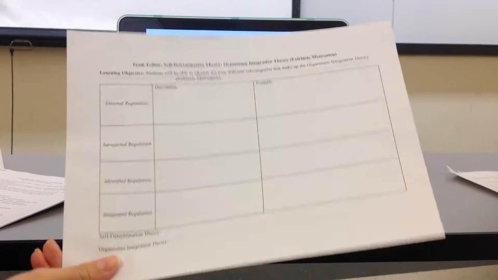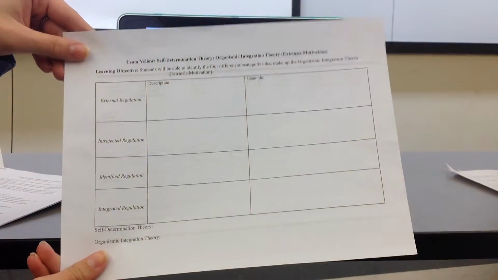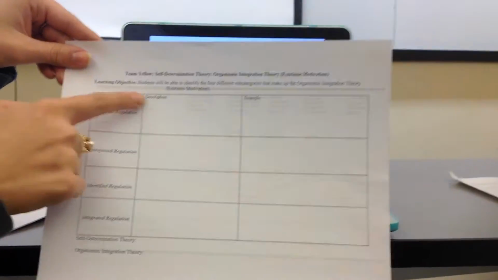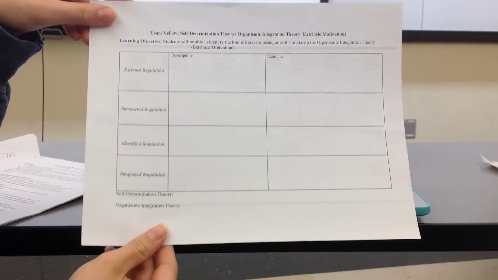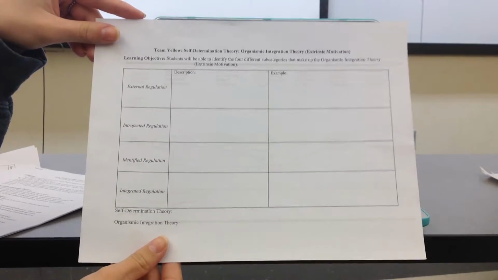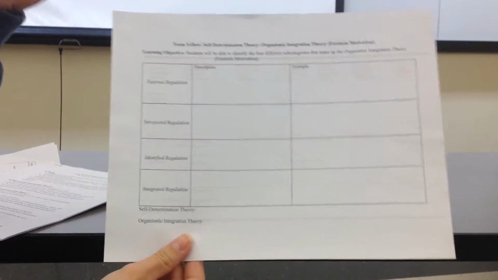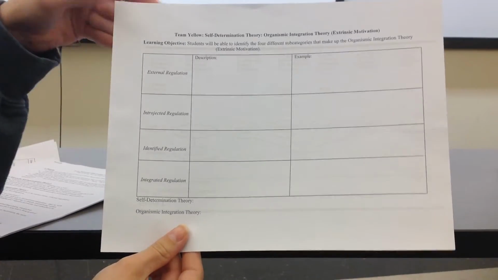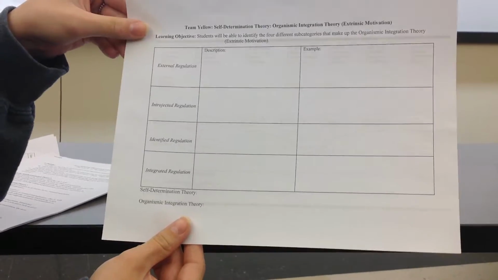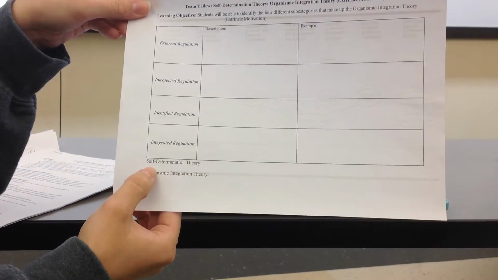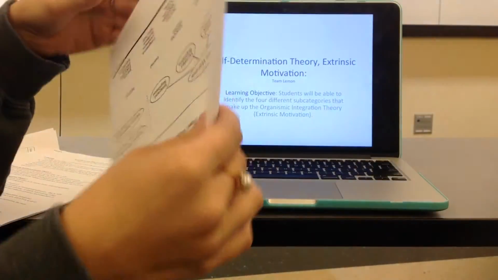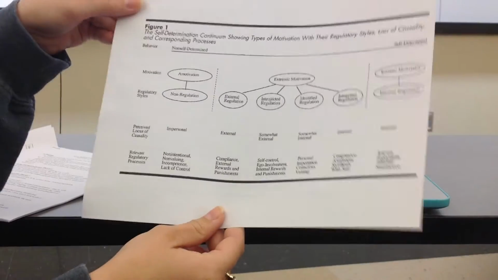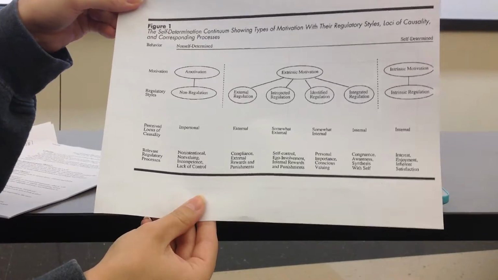Each of you has received a handout. While we are giving our lecture, fill in the description and fill in an example. Create your own example because at the end, if there's time, we will ask you to present it to the group and have them guess which type of extrinsic motivation it is. Also, fill out what the self-determination theory and the organismic integration theory is. On the back, there is a concept map for you to grasp a better understanding of this concept.